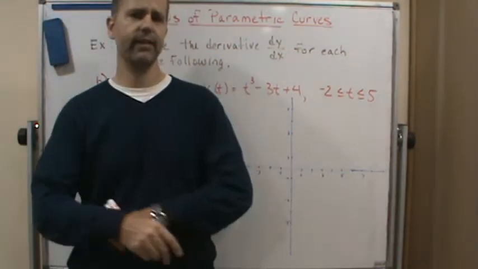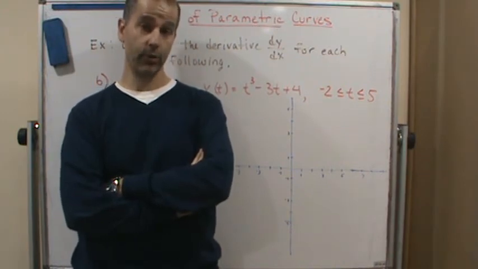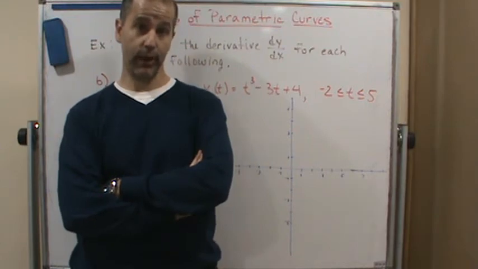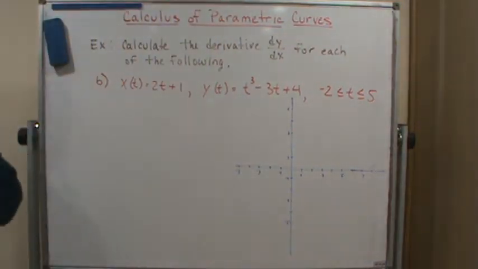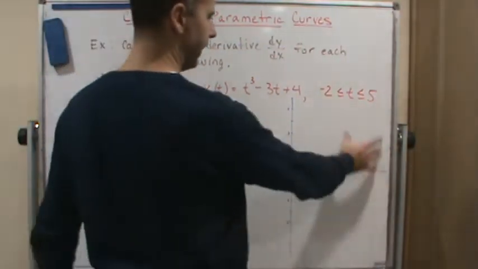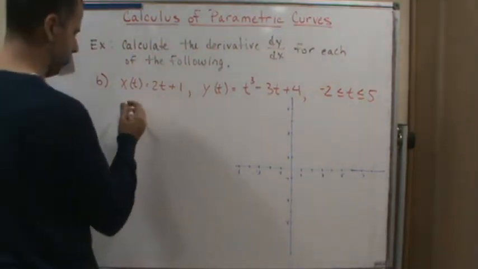Okay, so now let's look at this example here and see what we come up with as far as critical values, using the equation from the theorem to find some critical values. So this is what we have. Here are our parametric equations and the range of t. Now let's start with taking the derivative of each one.